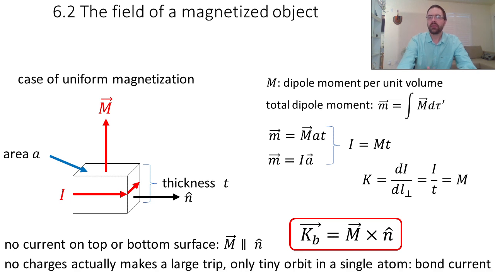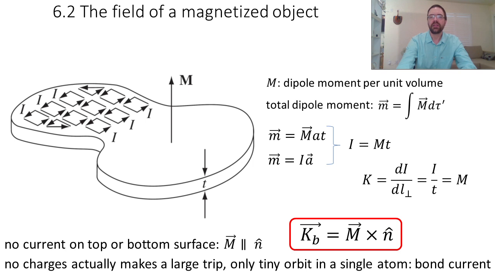Now, a comment on the term bound current. Keep in mind that no charge actually travels a large distance in the material. It's only tiny orbits in a single atom, and this is why we call this bound current, to distinguish it from the usual electrical current, where the charges are moving from atom to atom over larger distances.